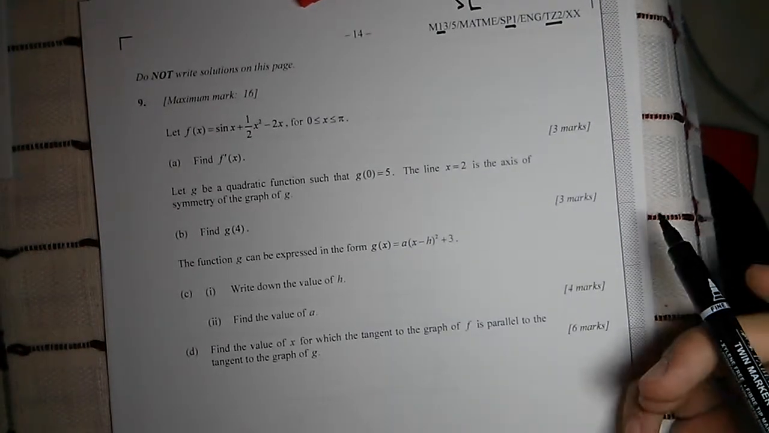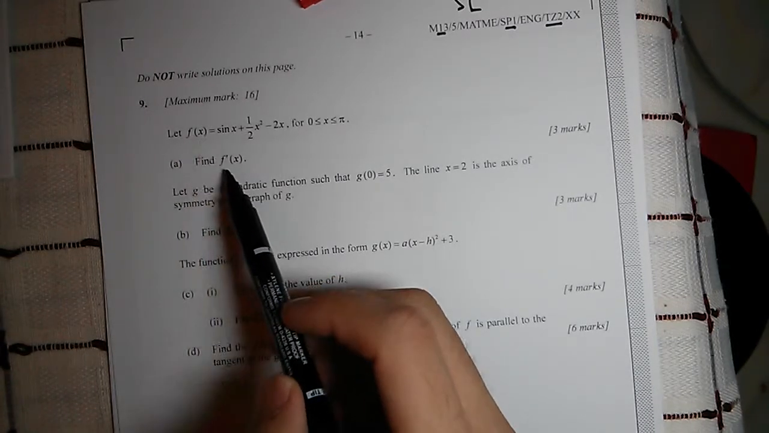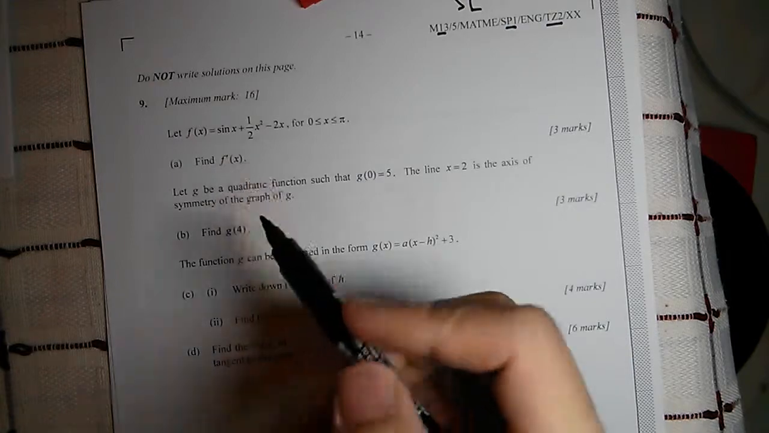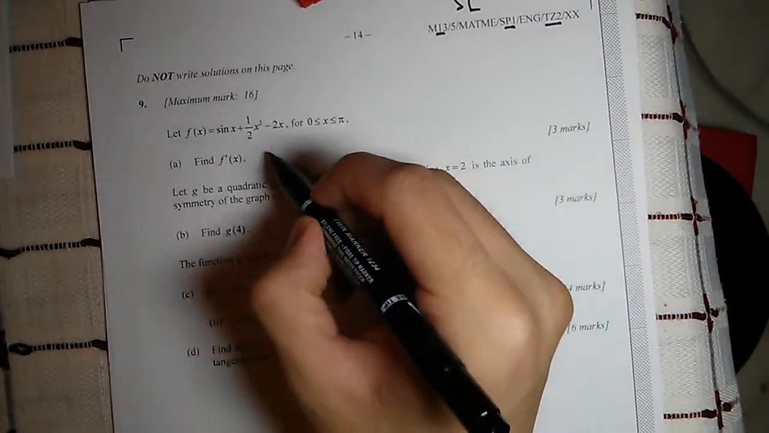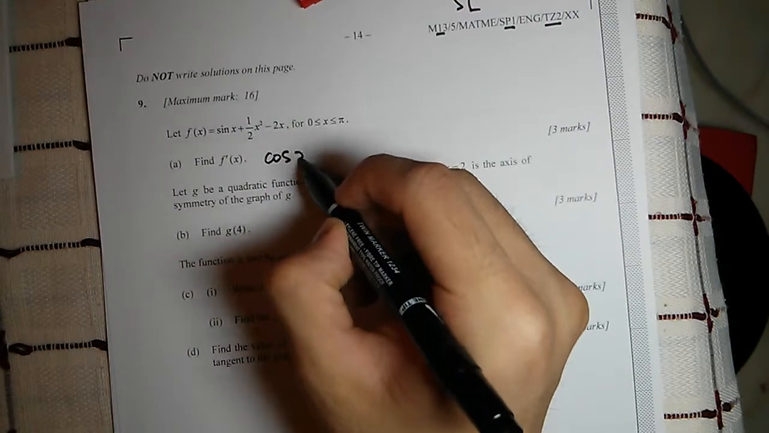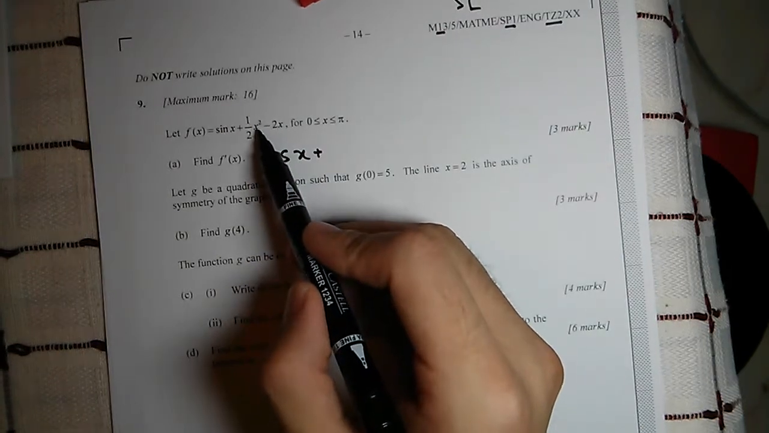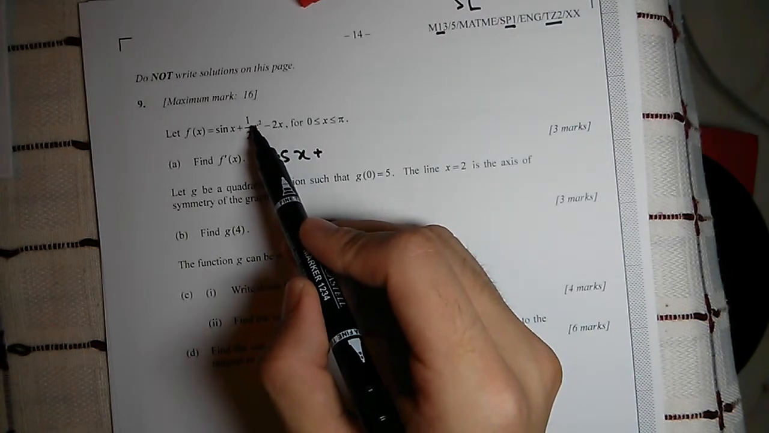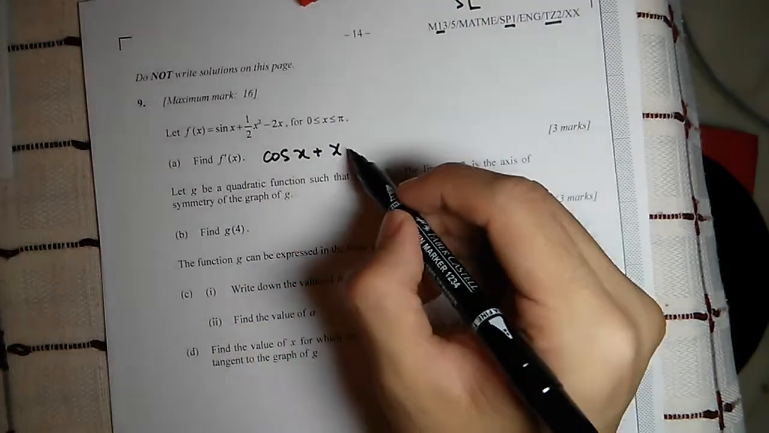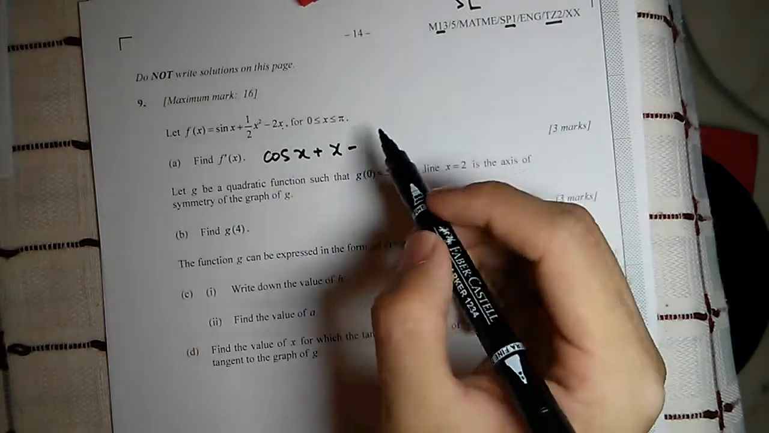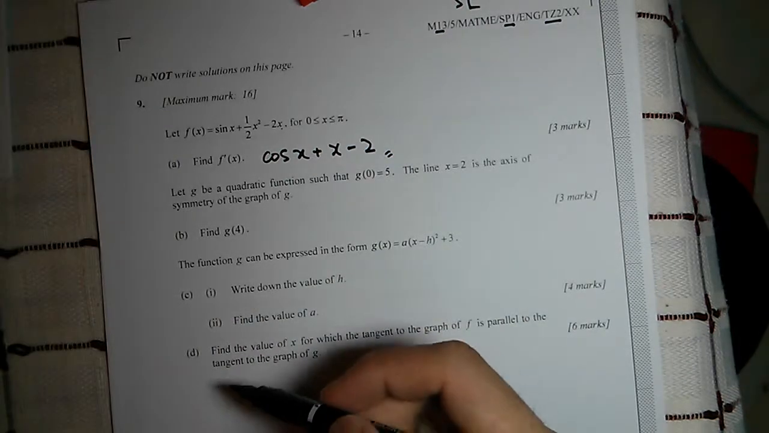Mixed with a little bit of other stuff, in the first part they want us to differentiate this function, f prime x. Differentiate sine x, you get cosine x, plus half x squared: you ignore the half, differentiate x squared, you drop the 2 down. 2 times half is 1, so you just get x. Minus 2x, differentiate that, you just get the number, minus 2. That's the answer.